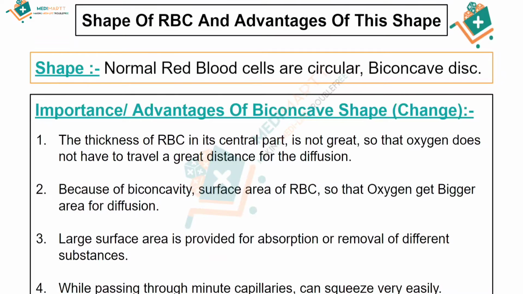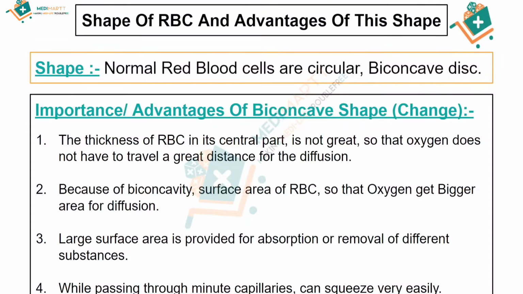So let's start the new topic. It is about the shape of RBC and the advantages of this shape. The normal red blood cells are circular, and biconcave disc shaped. This is the basic shape of the RBC. Please learn it by heart.